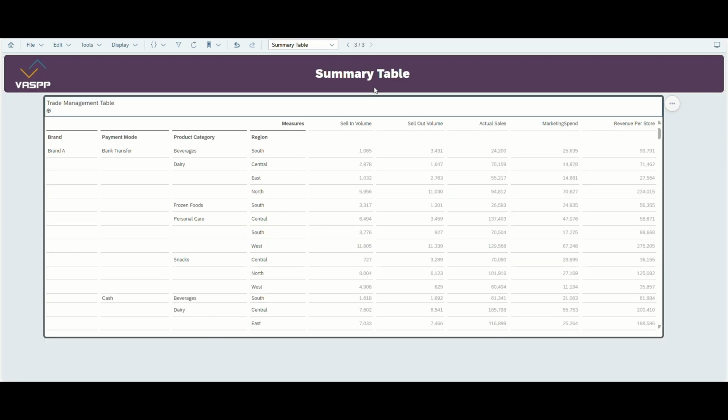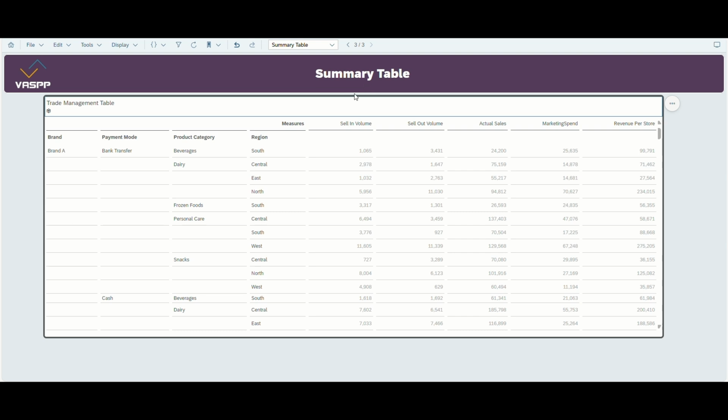Move to the last page, Trade Management Summary Table. This is where data becomes direction, a high-precision lens into how your products, regions, and categories are performing across the entire value chain. Whether you're in sales, trade marketing, or supply chain, this table transforms scattered data into crystal-clear answers.